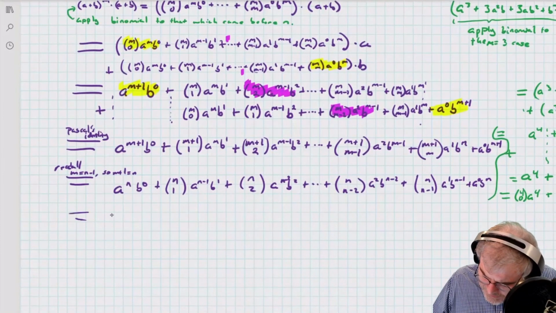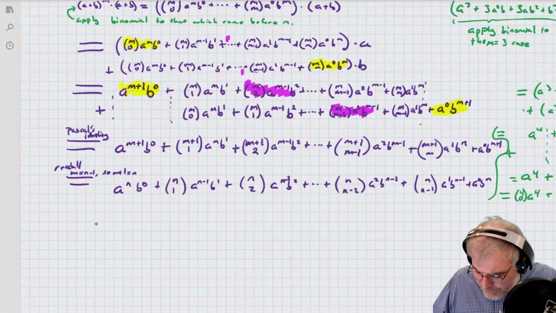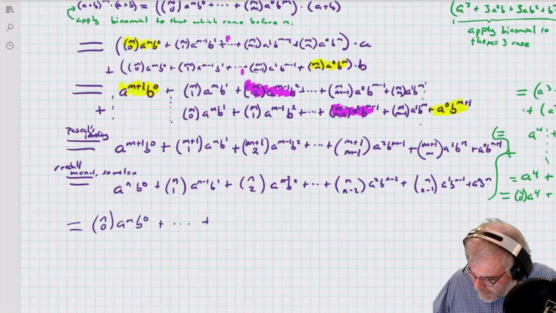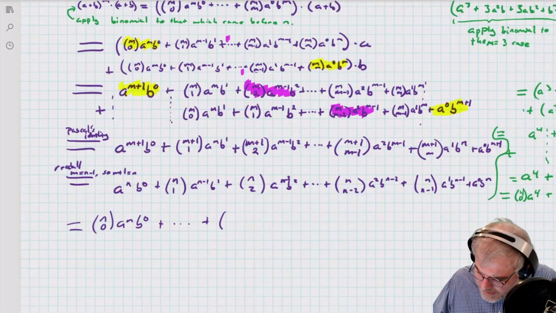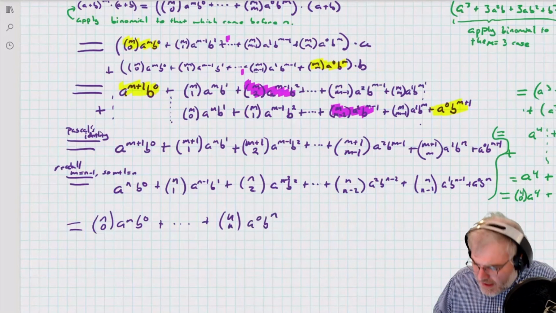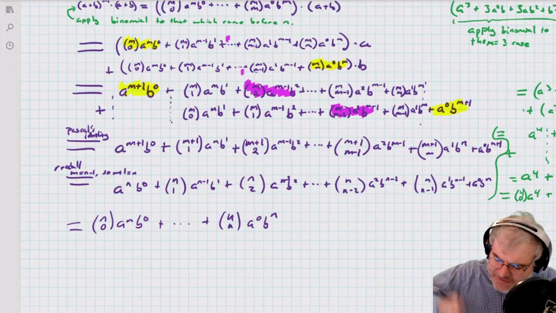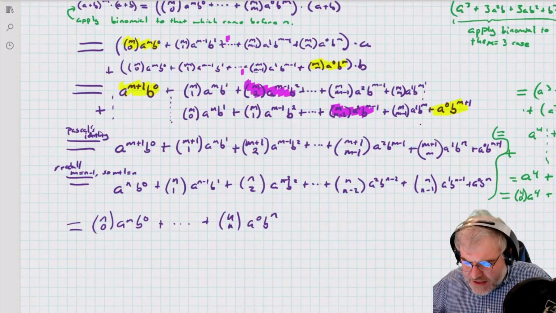And then now all I need is these little things. Well, these are both 1s. So I just fill in the ends. A to the n, b to the 0, plus dot, dot, dot. I'm not going to write all that stuff again. And this 1 at the end is n choose n, right? Because 1 is n choose n. A to the 0, b to the n. And that's the proof, right? I scoop down, I grab something I could use, and then I induct.